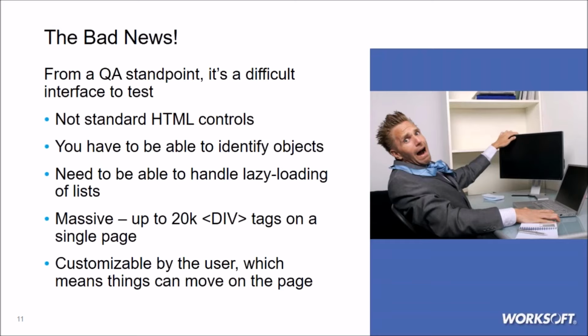One thing that we have found is that there's a lot of lazy loading of lists. So if you've got long lists of data and you're searching for an item on a page, it's not necessarily on that page. So you have to understand how to handle lazy loaded lists and be able to work with that, which can be pretty complex. Another thing we found is that some of these pages are massive. We've seen some instances where there are up to 20,000 HTML div tags on a single page. So just think about what that implies from a complexity standpoint if you're having to work your way through a page to understand what the objects are.